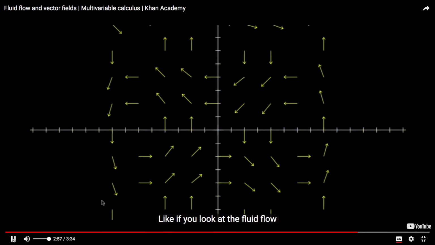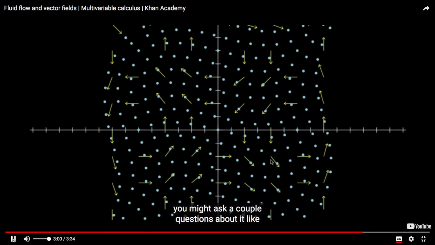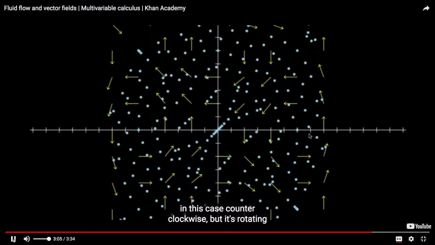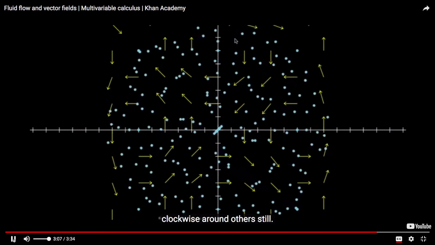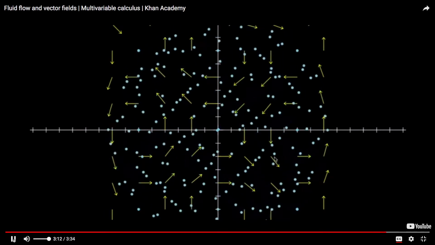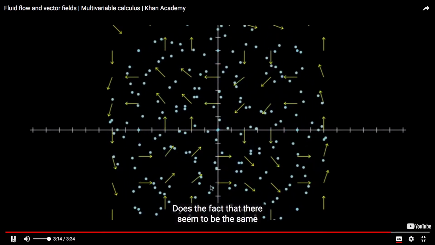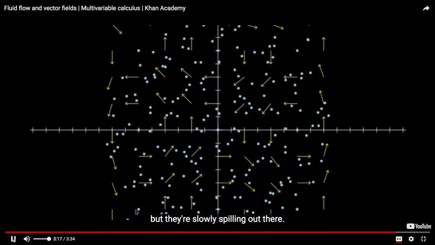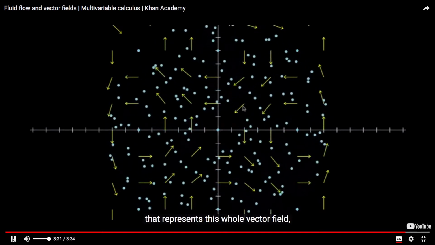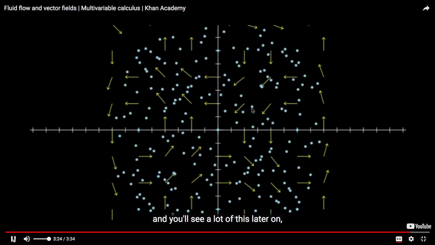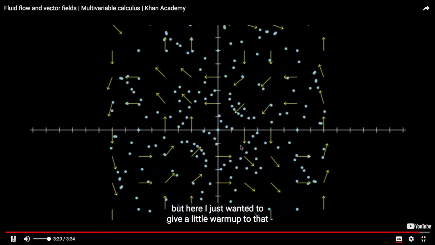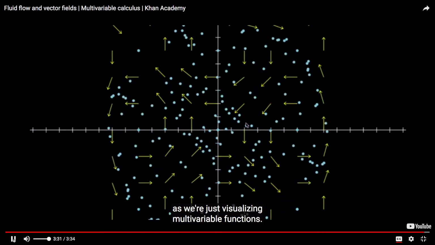Like if you look at the fluid flow that we started with in this video, you might ask a couple of questions about it. It seems to be rotating around some points, in this case counterclockwise, but clockwise around others. Does that have any kind of mathematical significance? Does the fact that there seem to be roughly the same number of particles in this area, but they're slowly spilling out there, what does that imply for the function that represents this whole vector field? You'll see a lot of this later on, especially when I talk about divergence and curl. But here I just wanted to give a little warm-up to that as we're visualizing multivariable functions.